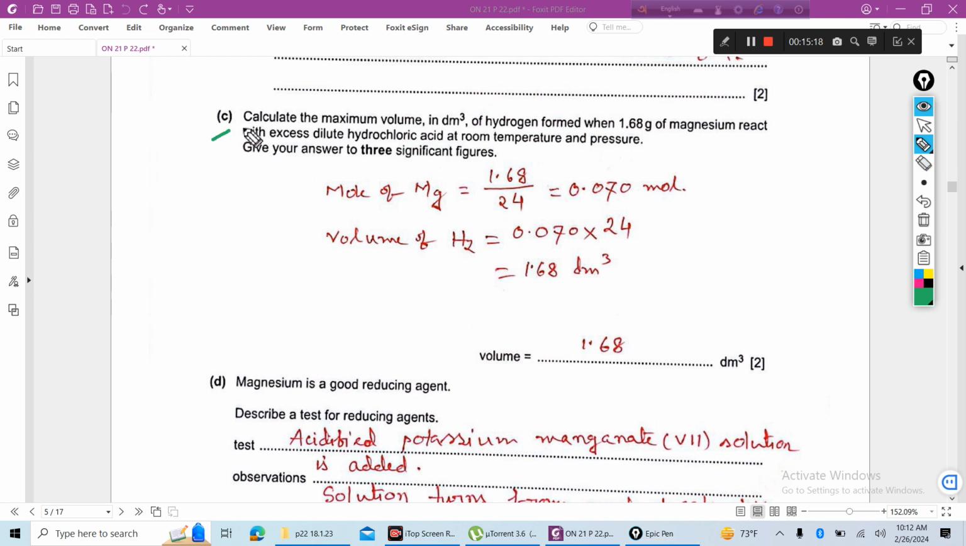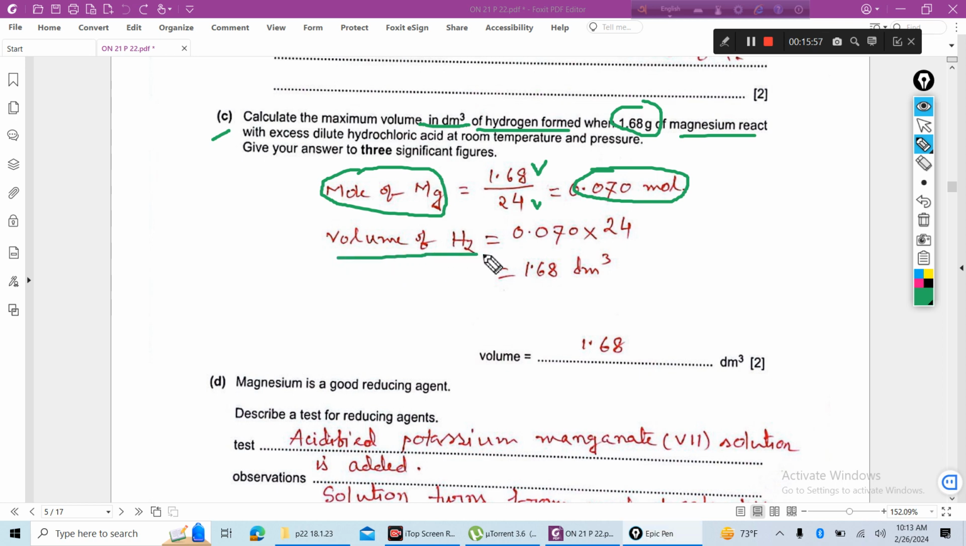Now calculate the maximum volume in dm cube of hydrogen formed when 1.68 gram of magnesium reacts. Magnesium mass is given, and you are asked to calculate the volume of hydrogen. As mass is given, you will use the formula: number of moles of magnesium equals mass of magnesium divided by molar mass of magnesium, which is 0.070 mole.